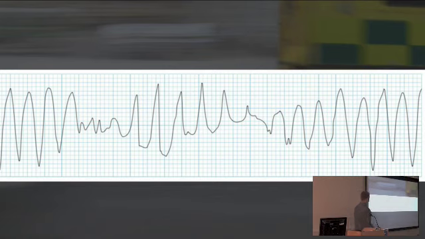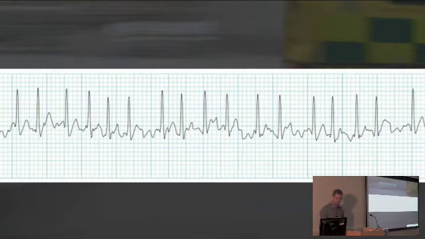Now this one's not VF. This one looks pretty scary. It's got broad complexes and very broad complexes. What you can see is twisting. See the twisting? Anyone know what that is? Spot diagnosis, torsades. That's torsades. And you treat that with a load of magnesium, potentially, of course. Okay, how about this one?